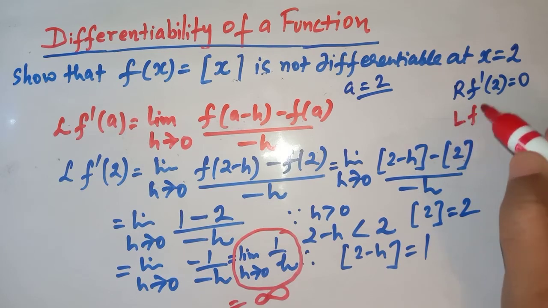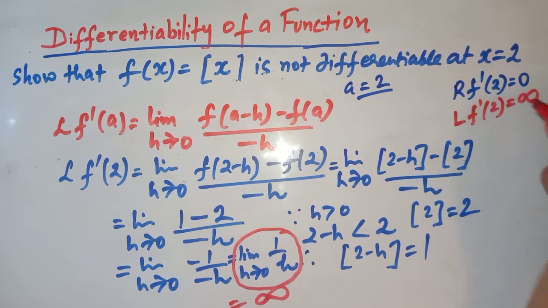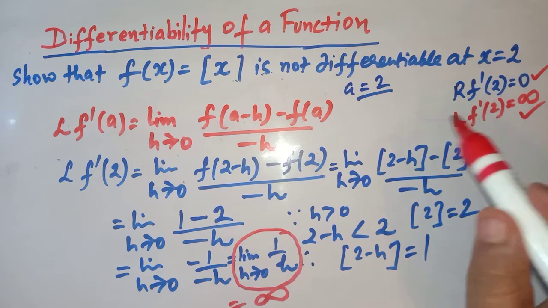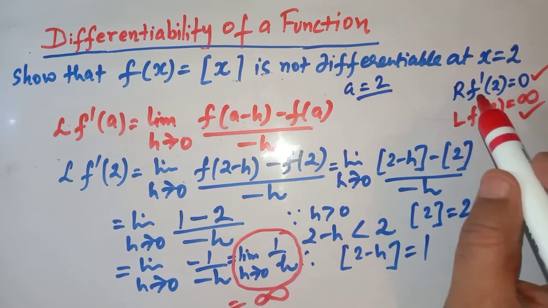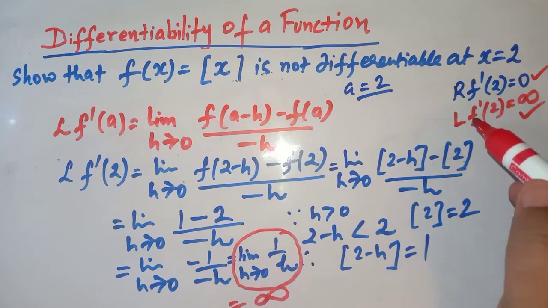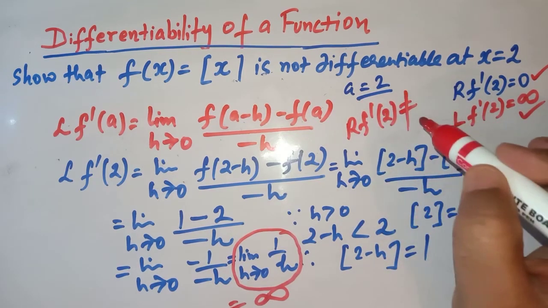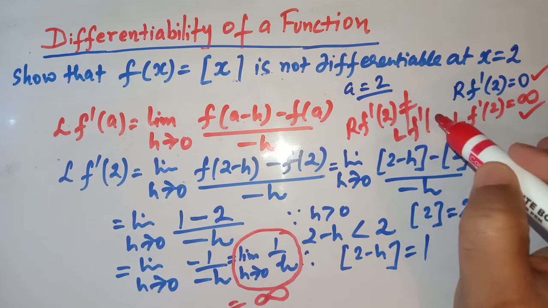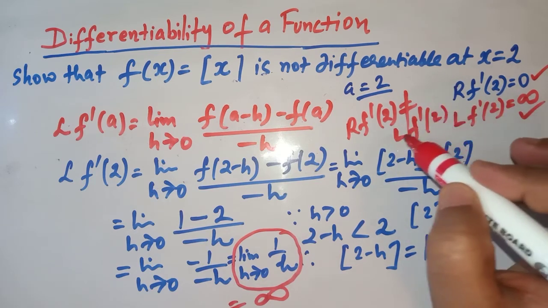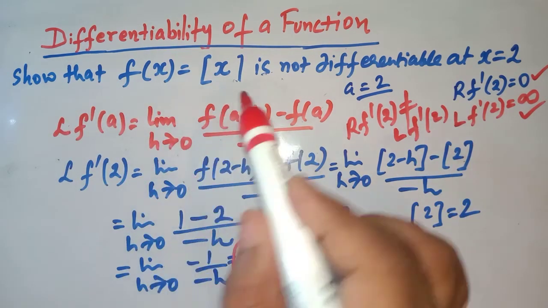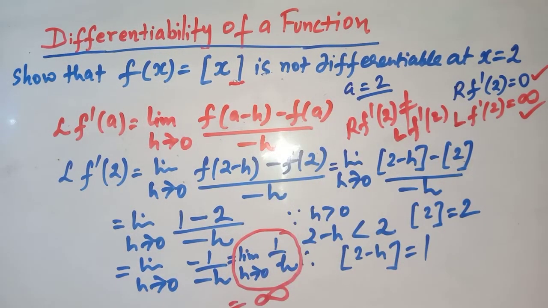So what we have obtained here: Lf prime of 2 is infinity. So here we see that this is 0 and this is infinity. So the right hand derivative is not equal to the left hand derivative, and we write it like this: Rf prime of 2 is not equal to Lf prime of 2. So therefore the function f(x) equals the greatest integer function is not differentiable at x equals 2. Clear?